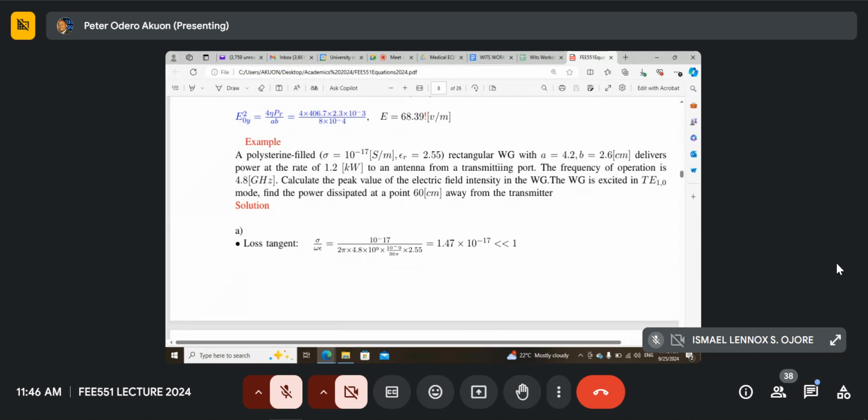So in this case, we have a dielectric inside the waveguide. The fastest way to check whether this is a lossy waveguide due to that dielectric is to calculate the loss tangent.